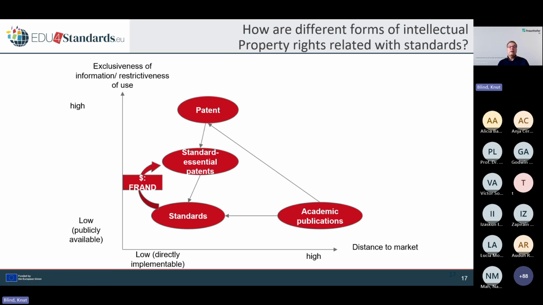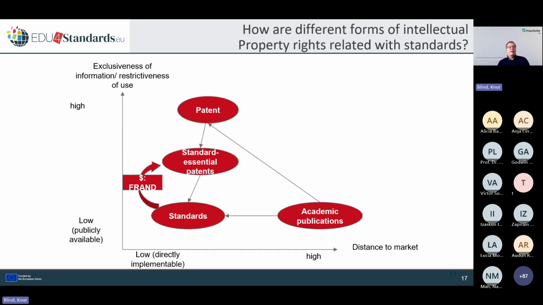Now, there are different forms of intellectual property rights, and they also have different distances to the market. When we write academic publications, they are not really relevant for the market, at least not immediately, but they can be referenced in standards. And I introduced last week the concept of standard relevant publications. But the exclusiveness is also quite low, because in general these papers are accessible. At least the content is not protected. Maybe you have to pay for the paper.